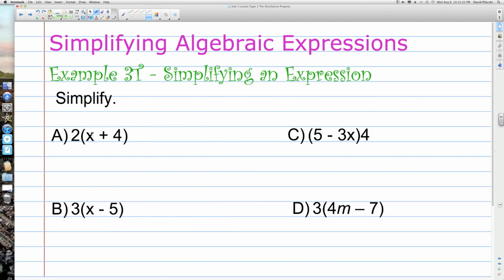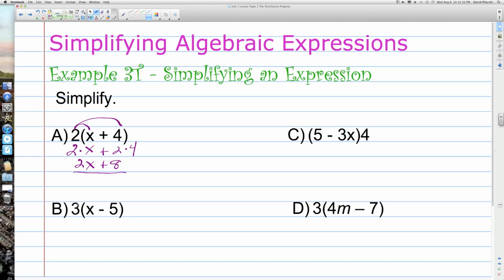We're still using the distributive property in example 3t, simplifying an expression. More precisely, an algebraic expression. The directions are to simplify. So in part A, we need to simplify 2 times the quantity x plus 4. So what we have to do is distribute the 2 to the x, so we end up with 2 times x. And we have to distribute the 2 to the 4. We just write the addition sign down for now, 2 times 4. And then we can simplify that a step further by writing this as 2x plus, and then doing this multiplication, 8. So this simplifies to 2x plus 8.